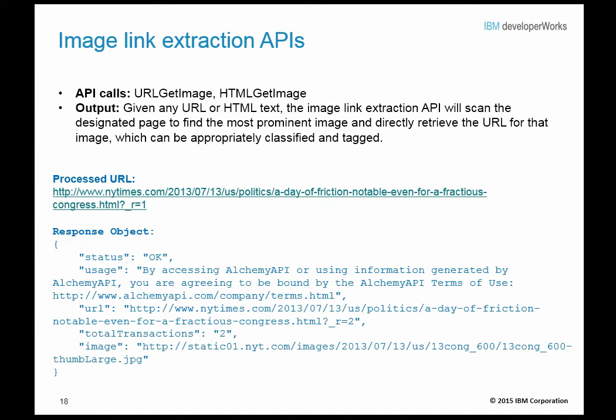Given any URL or HTML text, the Image Link Extraction API will scan the designated page to find the most prominent image and directly retrieve the URL for that image, which can be appropriately classified and tagged. URL Get Image API is used for automatically extracting image URLs from publicly accessible internet web pages. HTML Get Image API is used for automatically extracting image URLs from uploaded HTML content.